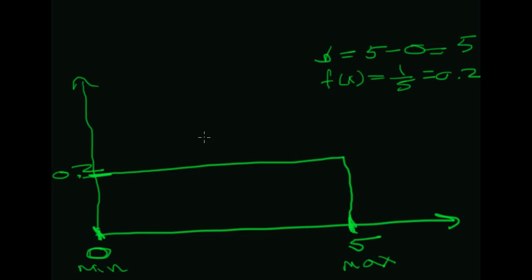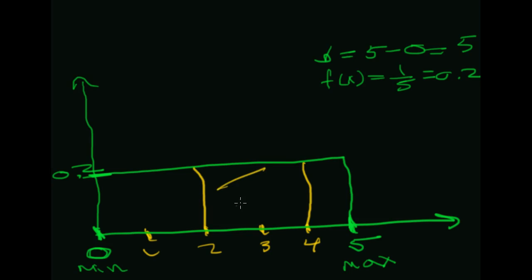So what do I want to know? Like the probability that I would have to wait between two, let's see, so there's 0. Let's be a little more precise about this. There's 1, 2, 3, 4, right? So there's 1, 2, 3, 4, 5 minutes. So what's the probability that I would have to wait between 2 and 4 minutes?